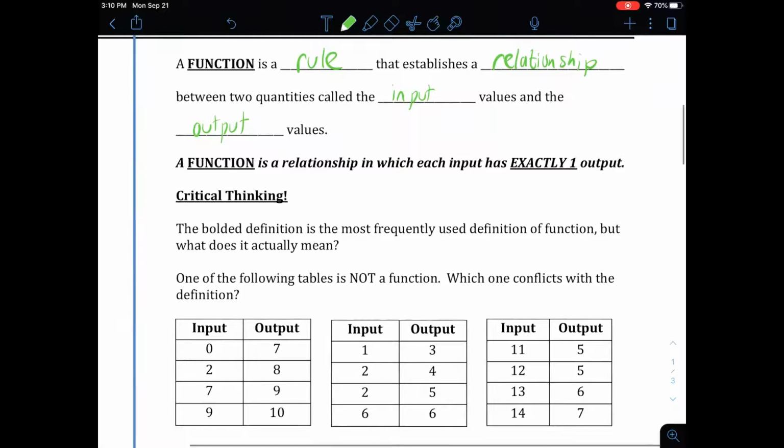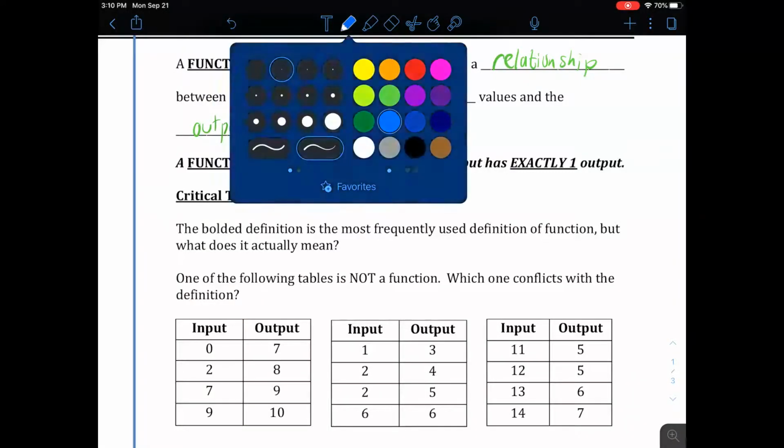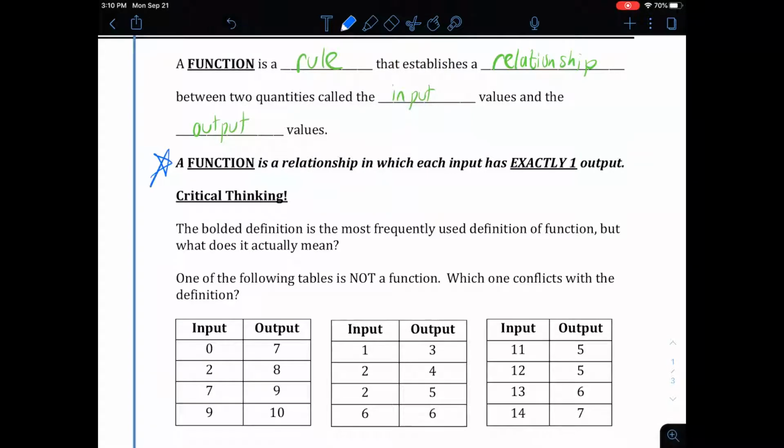So it says a function is a relationship in which each input has exactly one output. I'm going to put stars around this. Let's use a different color, actually. Each input has exactly one output.